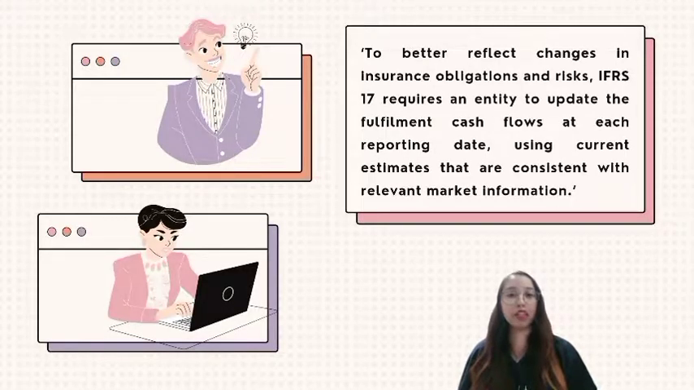So, to better reflect changes in insurance obligation and risk, IFRS 17 requires an entity to update the fulfillment cash flow at each reporting date, using current estimates that are consistent with relevant market information.